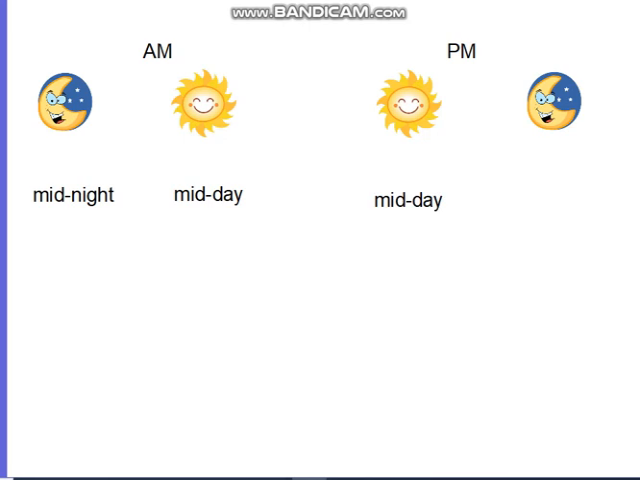So our PM would be from midday until midnight. It's the opposite of AM. So it's from midday until midnight. And we'd be thinking PM when we're at midday in school. Usually the first thing that happens in PM that we might have as our time, we might be thinking about our lunch. So from midday onwards, we might be thinking, when is lunchtime?